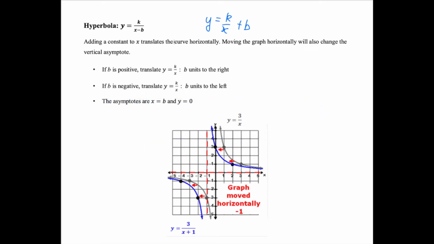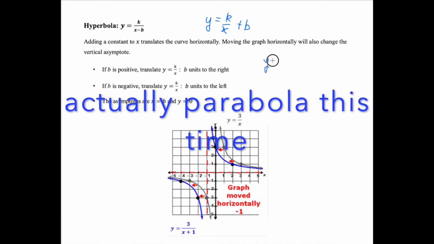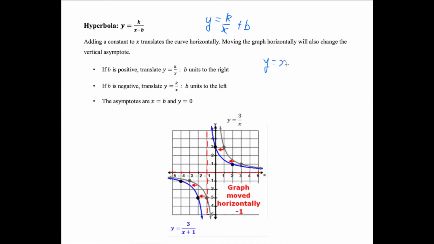Adding a constant to x translates a curve horizontally. Moving the graph horizontally will also change the asymptote. If b is positive, translate b units to the right. So just think of it this way. You probably still remember that with parabolas, you have y equals x squared. And you remember that when it was y equals, say, (x minus 2) squared, this is a shift towards the right, not the left. So make sure you remember this, because some people will intuitively think you shifted to the left because it's a minus, but in these circumstances, you've shifted to the right.